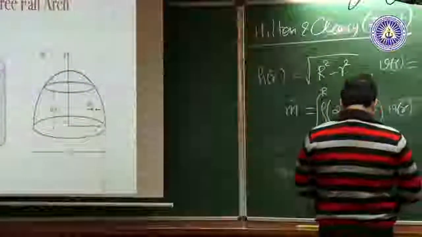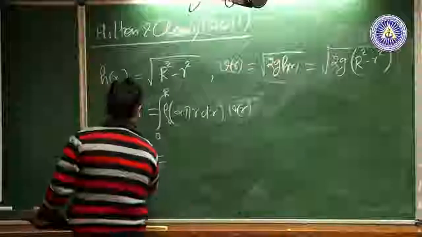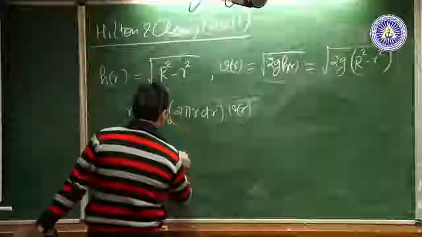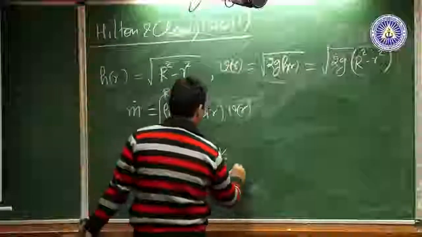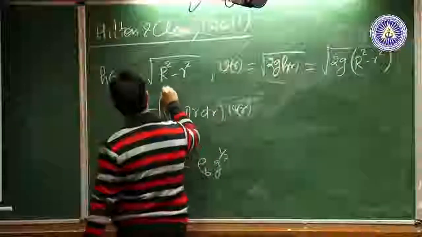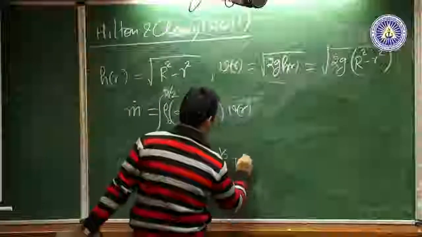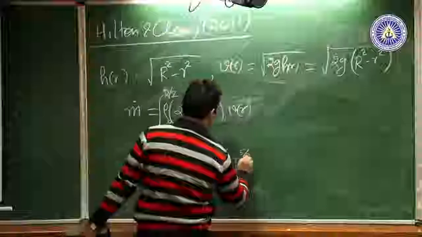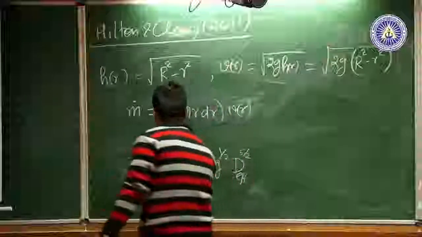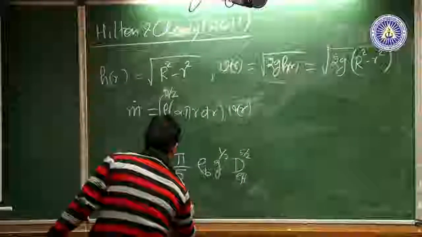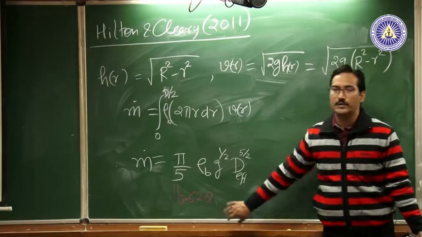So if you just do that, the derivation is relatively simple, I am not really going to spend time on that. What you are going to get is essentially something like pi over 5 times bulk density times gravity raised to power half times, so instead of r I will do d by 2, and d is my d effective. This is what the derivation gives you, and this constant pi by 5 is essentially something like 0.628, which is well within the range that Beverloo predicted, something between 0.55 to 0.65.